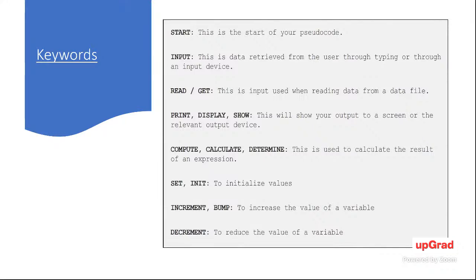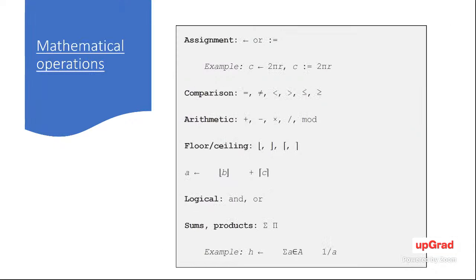So here we can see keywords such as start, input, read or get, print or display, compute or calculate, increase and decrease, and jump. We can apply these keywords to write our pseudocodes. We also have some mathematical operators that we could use, such as the arithmetic ones, the comparisons, assignments, and also logical operators or logical expressions, such as and, or. We could write that down.